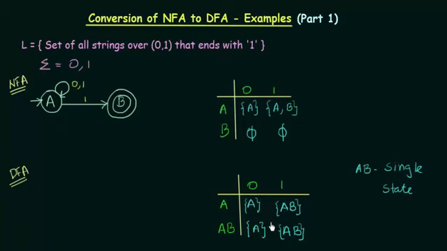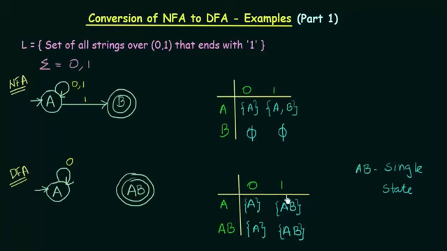Okay, so now let us draw the state transition diagram for this DFA that we have designed. So I have two states, A and AB. A, which is also my starting state or initial state, and then AB. AB is a single state, and also AB will be my final state. And A on getting input 0, where does it go? It goes to A itself.